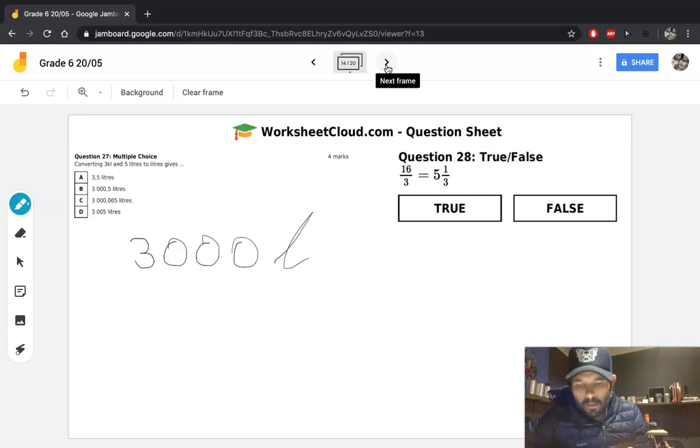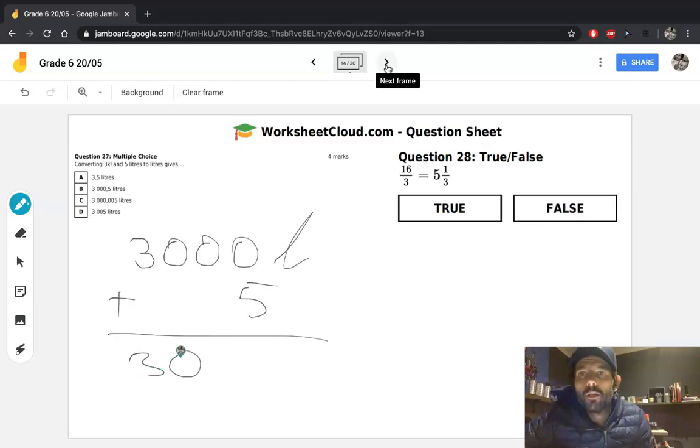And 5 liters is obviously 5 liters. And if I add those together, I think we can all see that that's going to be 3,005 liters. And that is going to be option D for your answer. Okay, so do you realize that there are 1,000 liters in a kiloliter? Can you multiply a number by 1,000, recognize that you need to add the 5 liters, put them together, and you get 3,005 liters as your answer.